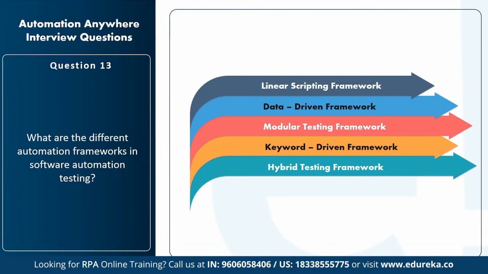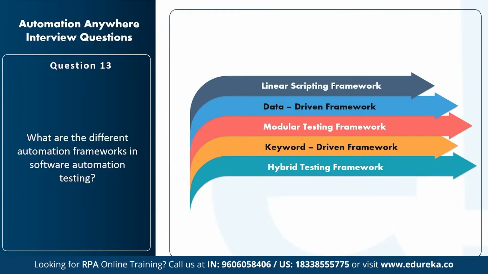Coming to the modular testing framework, the testers divide the application into multiple small modules and create test scripts individually. So these individual test scripts are combined to make large test scripts by using a master script to achieve the required scenarios. Coming to the keyword-driven framework, in this framework, testers use a table format to define keywords or action words for each method. So based on the keywords specified in the Excel sheet, test scripting is done and tests are executed.